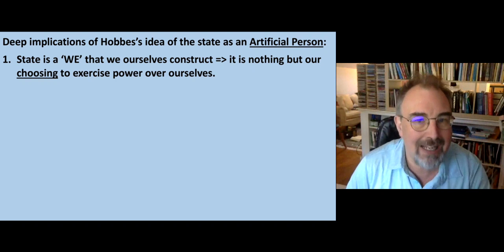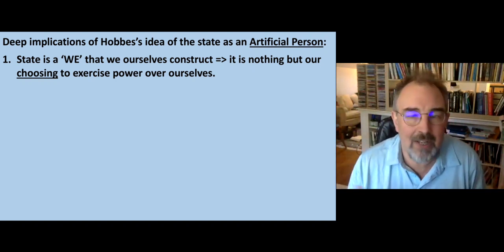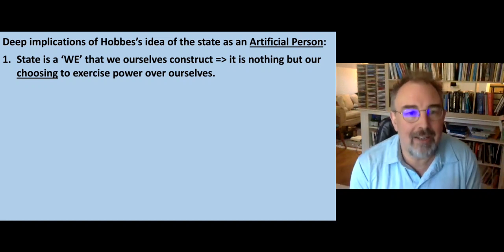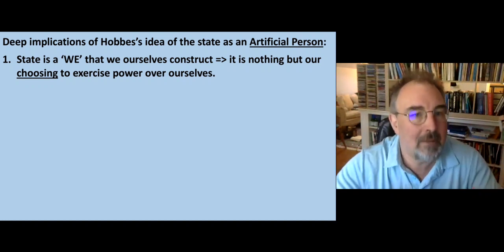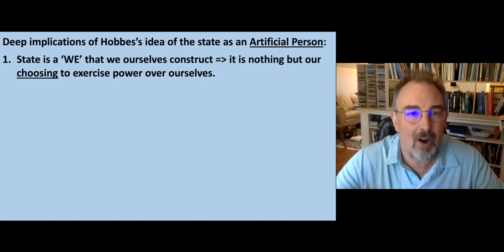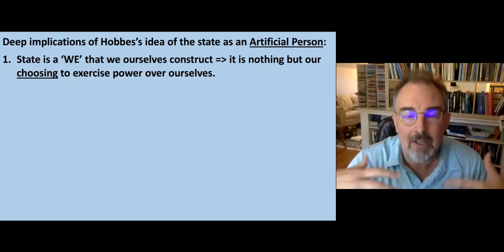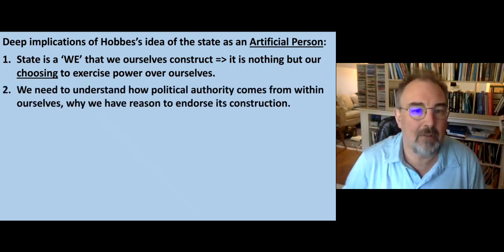None of this is coming from nature. None of this is coming from God. It's coming from within ourselves, and it's a matter of our choosing to govern ourselves in this way. And that's, for Hobbes, the significance of the state as an artificial person. It's a social technology that we ourselves construct as a means for self-government.